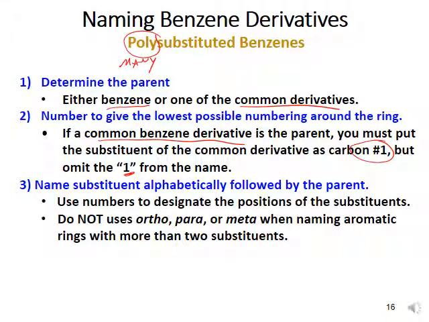But you don't ever have to say the 1. Why put more things on a name than you have to? And then you name the substituents alphabetically, followed by whatever the parent is. Because it's poly, you can't use ortho, para, or meta because there's too many spots. So again, the steps to naming is a whole lot more to write out and talk about and think about than the actual doing. So let's do some actual doing, shall we?